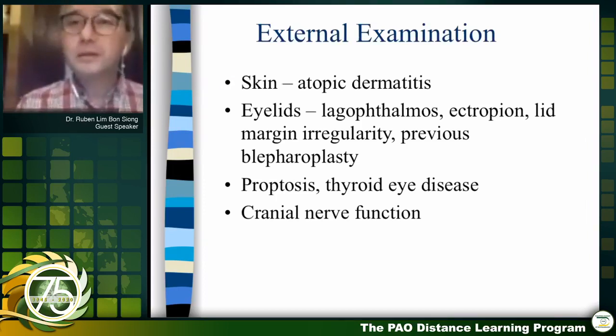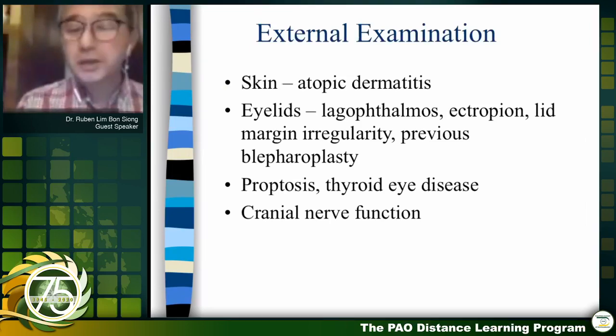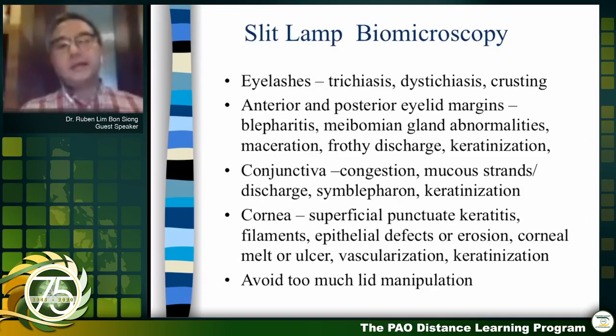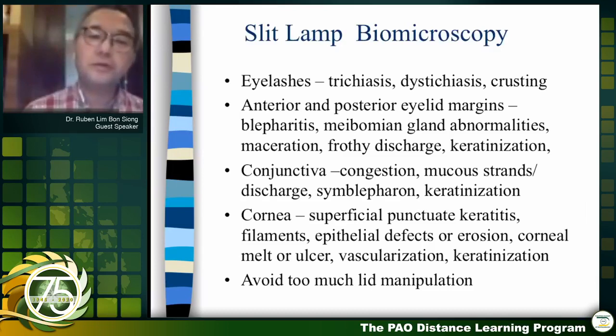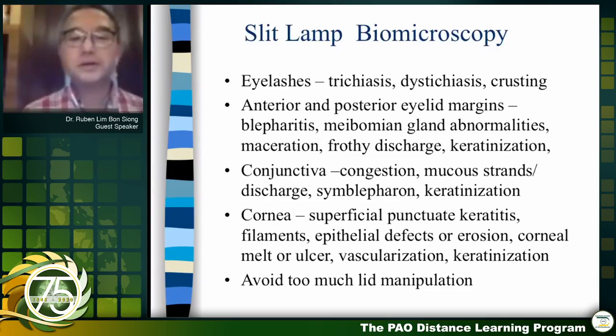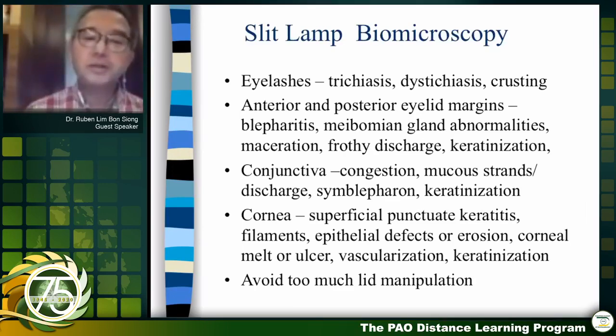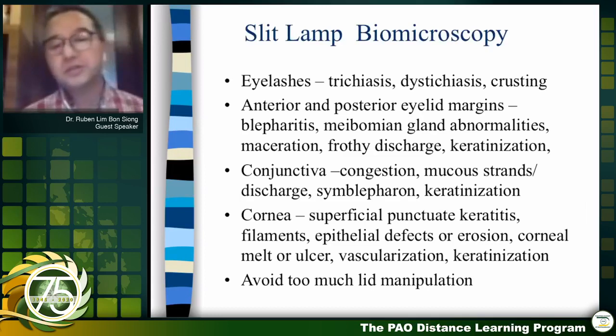Also check cranial nerve function. If there is a decreased nerve function, the feedback loop is deranged, so there is decreased tear production because of the lack of feedback. On slit lamp, at the lashes, you look for trichiasis, crusting, because you want to look for signs of blepharitis, anterior and posterior, Staph, Seborrhea, MGD. Look at the conjunctiva, look for congestion, mucus, discharge.